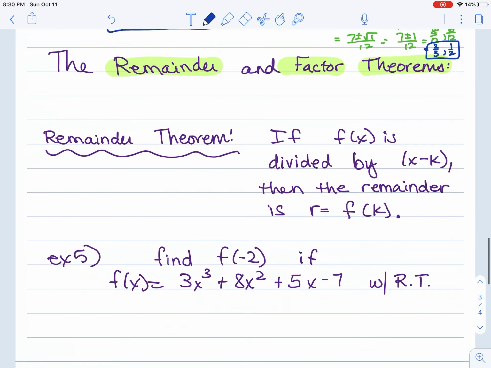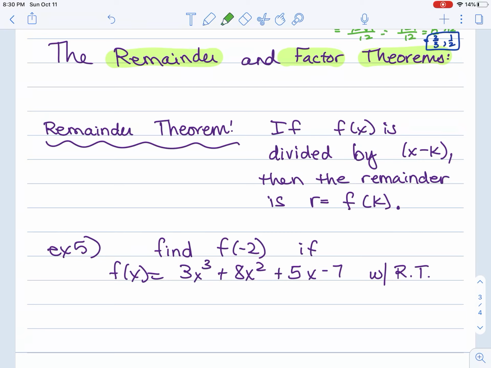Okay, let's talk about the remainder and factor theorems. The remainder theorem says this: if f of x is divided by some factor in the form of x minus k, kind of what we were dealing with before, then whatever the remainder is, that is the value of f at that value of k. So what they're saying is if we divide by the factor of x minus k, that's the same thing as evaluating f of k.